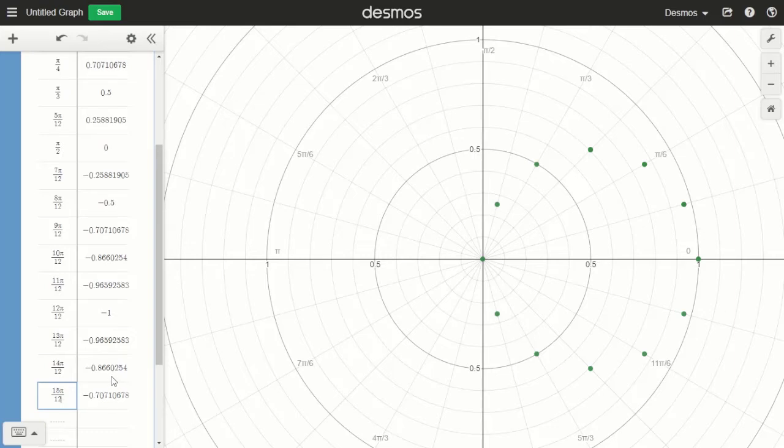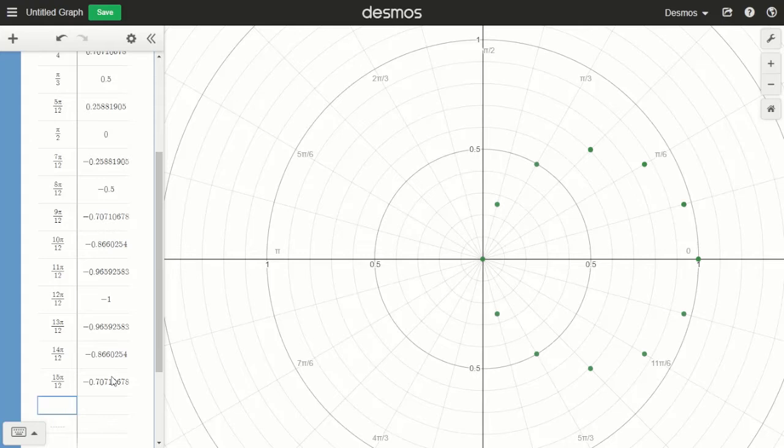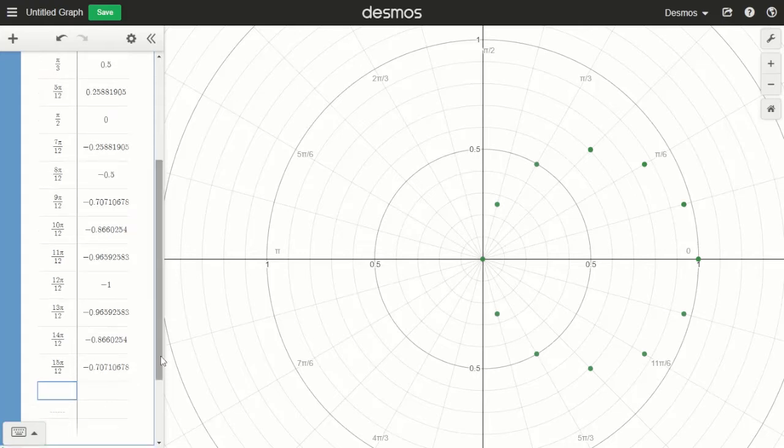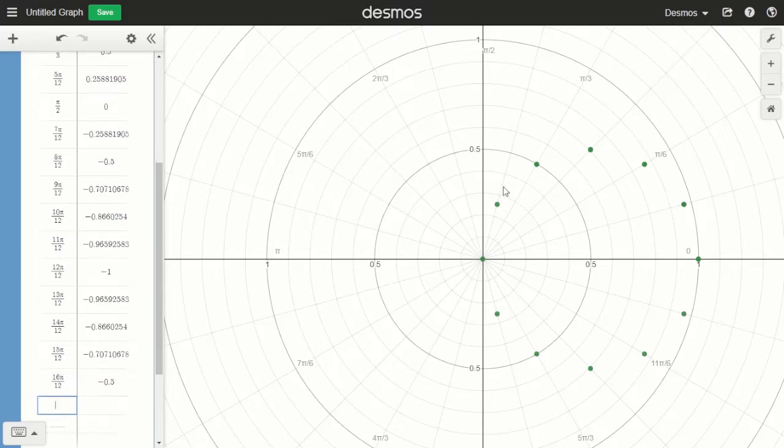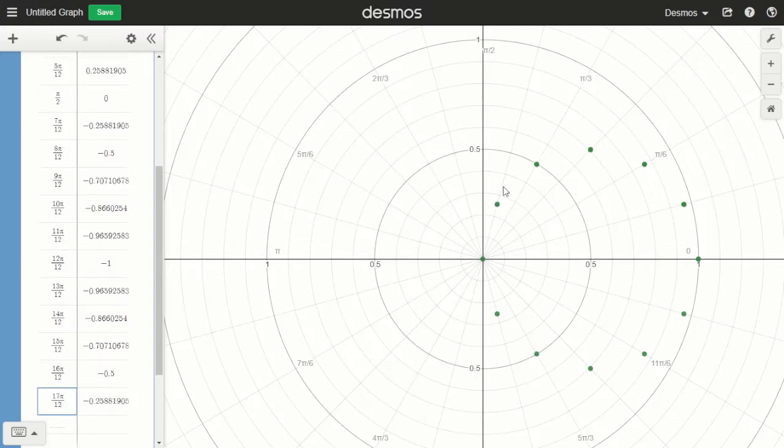And so now in my next value, I'm looking at 16 pi over 12, and 16 pi over 12 is the same as 4 pi over 3. And now I'm looking at negative 0.5. So negative 0.5 is this point right here. And then the next one is 17 pi over 12, and 17 pi over 12 is down here. And I'm looking at that value, being a negative radius.